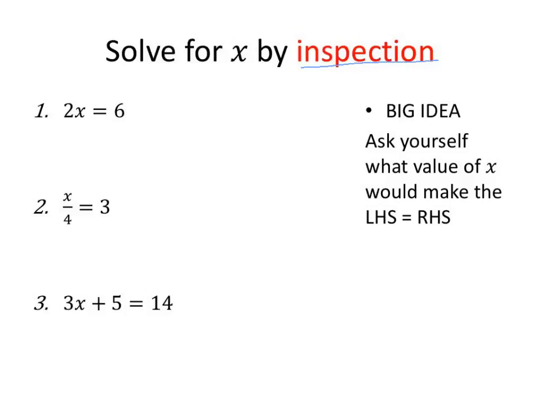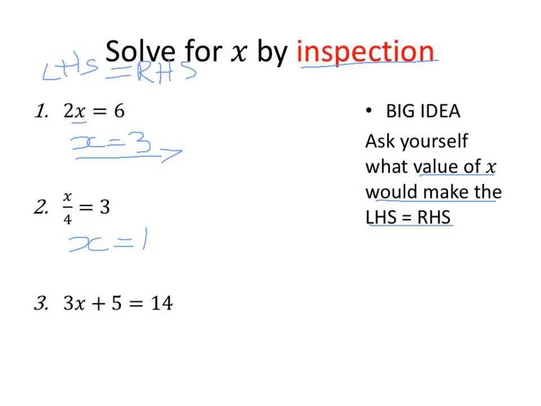And so if the left-hand side is equal to the right-hand side, in each of these, we can ask ourselves what value of x would satisfy this equation, make it true. So we ask ourselves what value of x makes the left-hand side equal to the right-hand side. 2 times what number is going to be equal to 6? Very easy, x is equal to 3. Or if we looked at the fraction here, what number divided by 4 would give me 3? The answer obviously is 12, because 12 divided by 4 is 3.